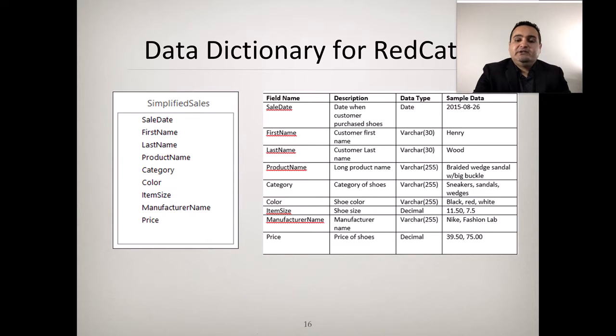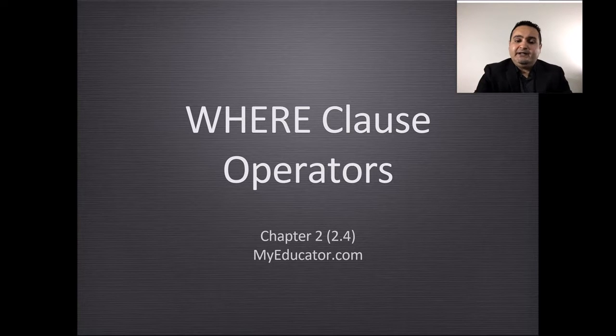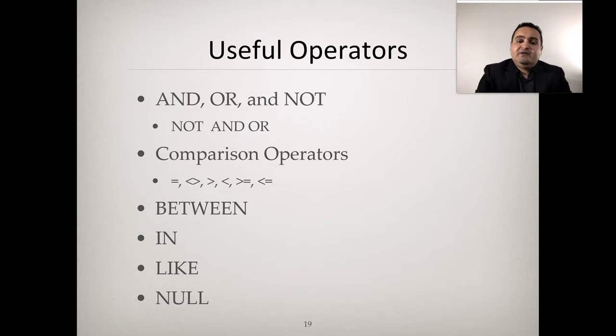And also we talked about the data dictionary, and we talked about what we mean by table and attributes, which are the columns. So one thing that we want to talk about today is the where clause. In the where clause we can use some useful operators such as and, or, not, and also there is a precedence between not and or.